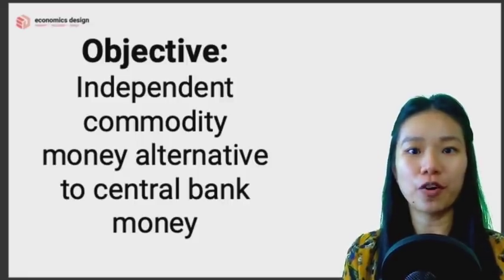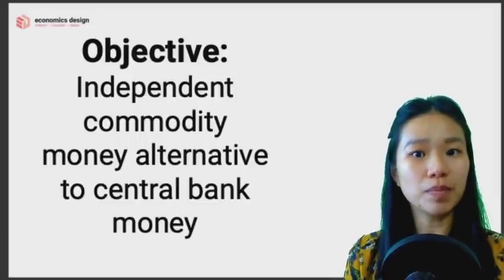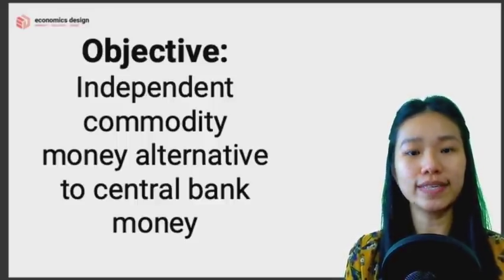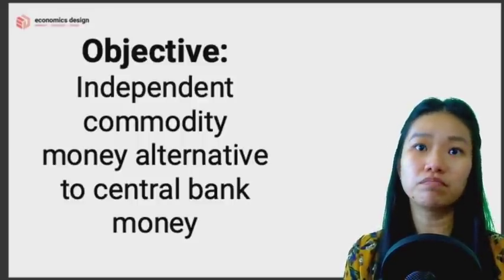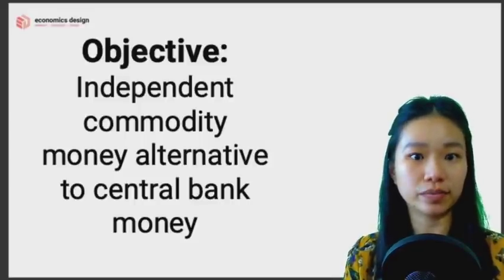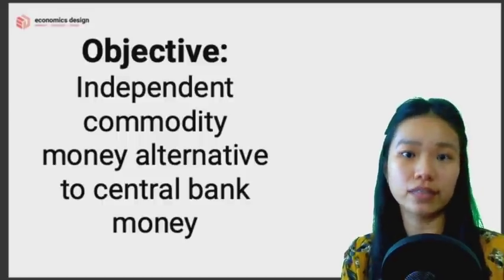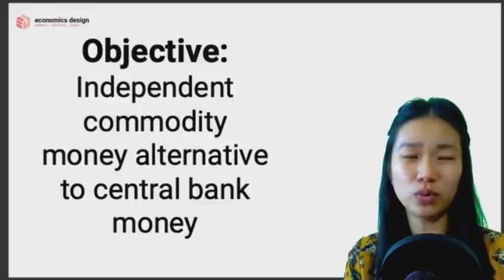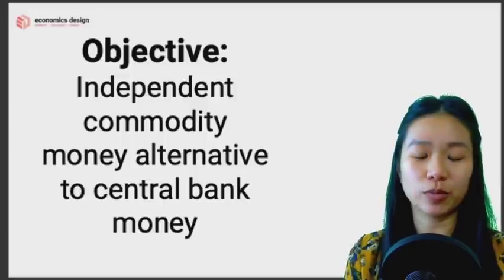The objective of Ampleforth, if I have to put it in simple words, is independent commodity money, an alternative to central bank money. That's a lot of keywords, so let's break it down. What is independent? Independent here means that it's free from political needs or political influence. Because central bank money currently is really affected by political needs or political desires. You have to understand that unless you are a dictator, which is apparently happening a lot in the world today, 2020, right? Can't catch a break.